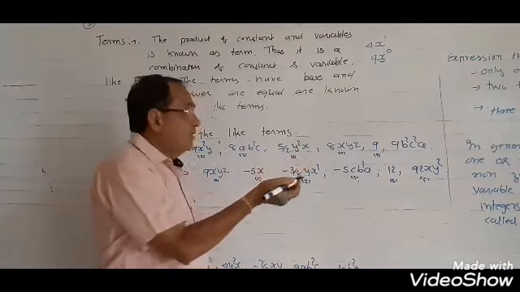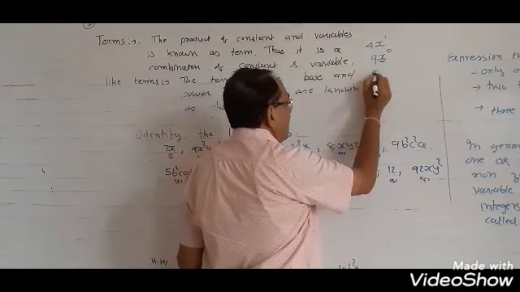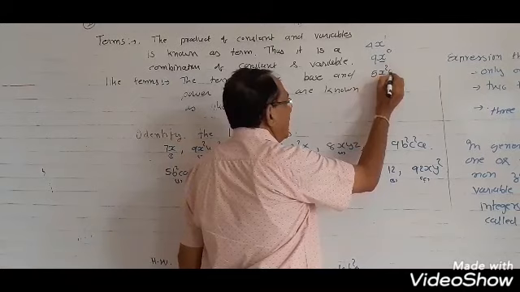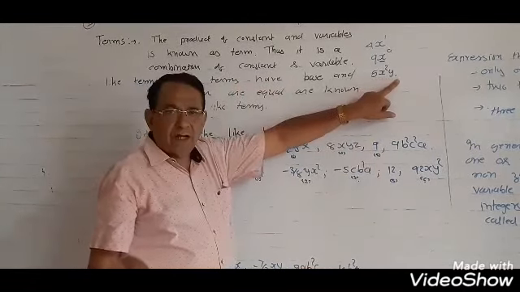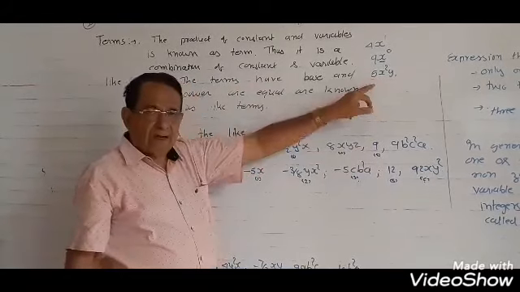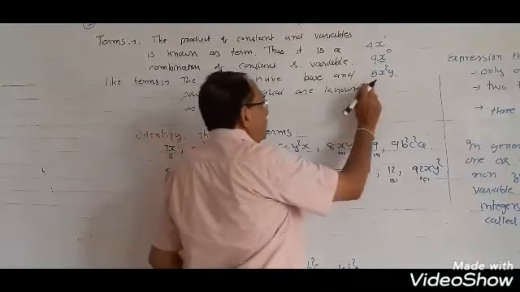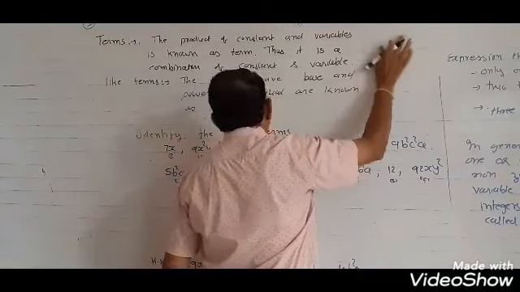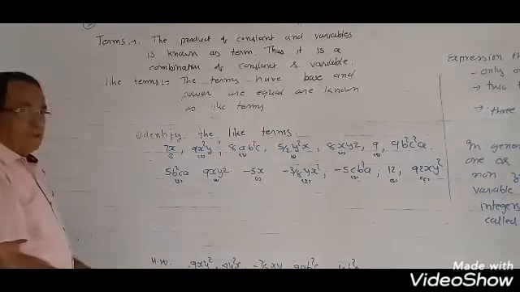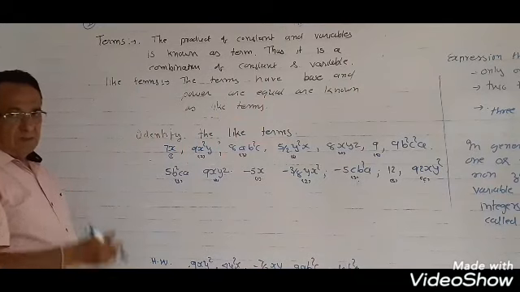Is it like this way? 5x square y. How many variables are there? 2. X and y. What is the coefficient? 5. Get it? Coefficient of x square y is equal to 5. Like this way. Now, like term.